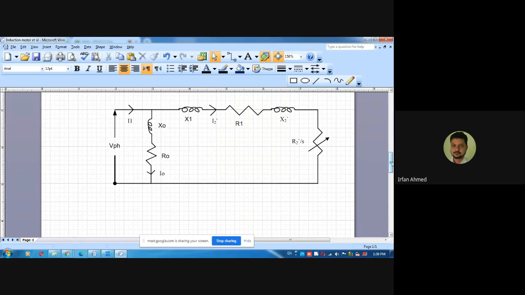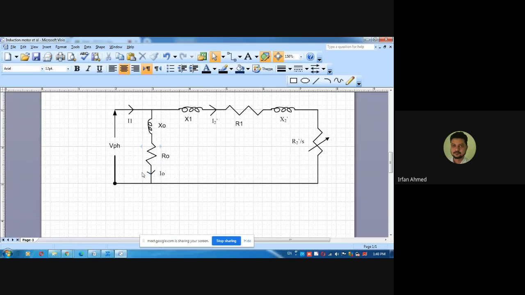So this is the per phase equivalent circuit. VPH is your applied voltage per phase. I1 is the motor current drawn from the supply. You see a shunt branch that has two components. One is X0, the other is R0. R0 represents your no load loss, whereas X0 represents the magnetizing inductance that is responsible for creating the magnetic field. I0 is your no load current.